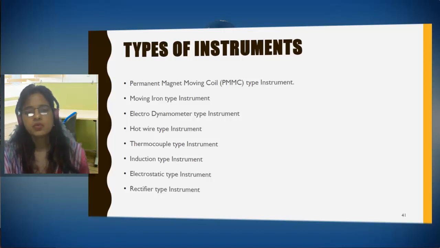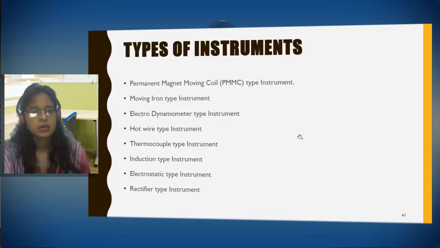Now all these things we have known about analog instruments. Now we'll talk about the different types of analog instruments present. These are the various types: PMMC type instrument, that is permanent magnet moving coil instrument; moving iron type instrument; electrodynamometer type instrument; hot wire type instrument; thermocouple type instrument; induction type instrument; electrostatic type instrument; and rectifier type instrument. All these instruments will be discussed one by one in the coming days.